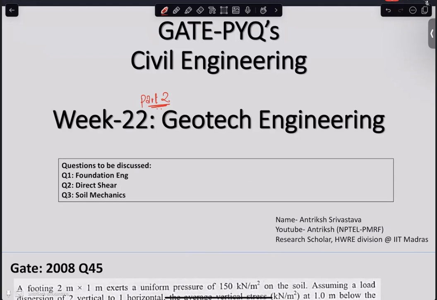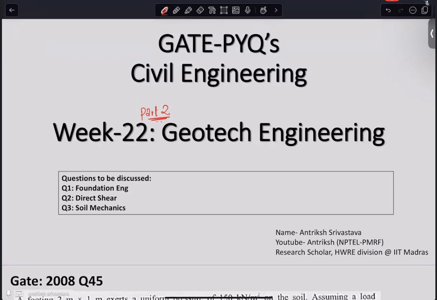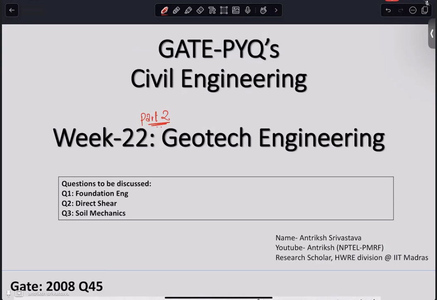So we are going to again discuss 3 more questions from geotechnical engineering. First question is related to foundation engineering, second related to direct shear, and third our basic soil mechanics. All these questions are basic, but these are the questions that are commonly seen in GATE, because not all the questions are uncommon. Most of the questions are like this only. Okay, so let's start.